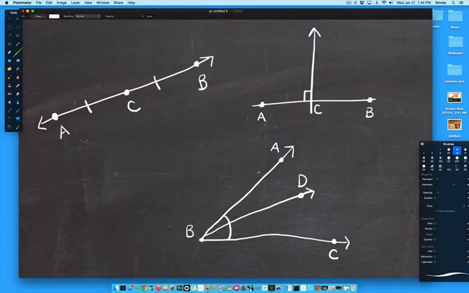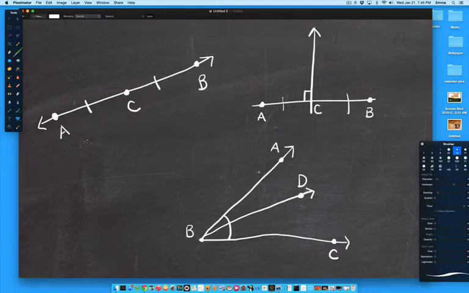A perpendicular bisector is a line that both bisects a line segment and is perpendicular to it. So, for example, in this diagram, this line C is the perpendicular bisector of AB because AC and CB are congruent, and line C is perpendicular to line AB, which we can see because this angle is a right angle.